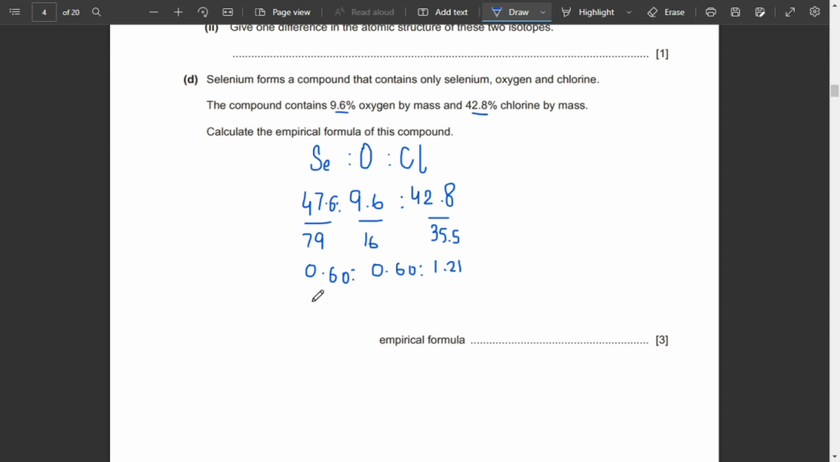And then, because 0.6 is the smallest value, you're going to divide everything by 0.6, after which you'll get the answer 1 is to 1, because 0.6 upon 0.6 is 1, 0.6 upon 0.6 again is 1, and 1.21 divided by 0.6 is approximately 2. Yeah, it's 2. Alright, so we've got the empirical formula over here. We have Se, then we have O and Cl2.